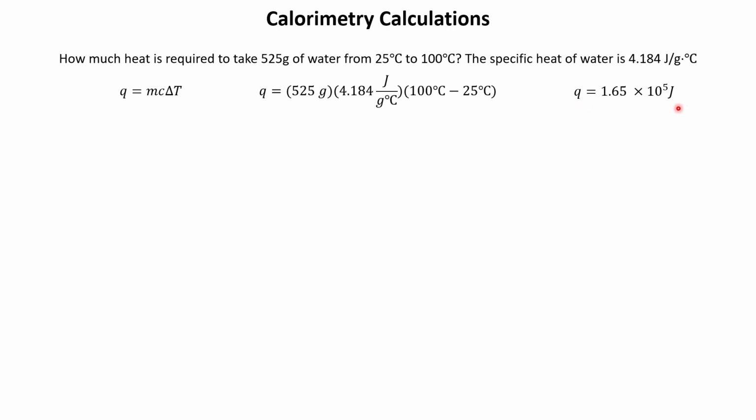This is a positive value of Q, which means it is an endothermic process, which means we are going to have to add heat, which makes sense. Yes, you have to add heat to heat water from 25 to 100 degrees C.